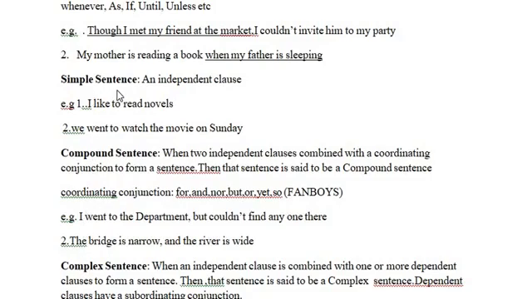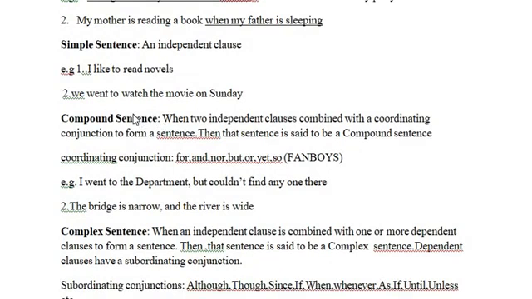So what do you mean by simple sentences? A simple sentence is an independent clause. Like I said, I met my friend at the market, or I like to read novels, or we went to watch the movie on Sunday. So anything which is independent, which does not depend on other clauses, is a simple sentence. So up to here you're clear, right?